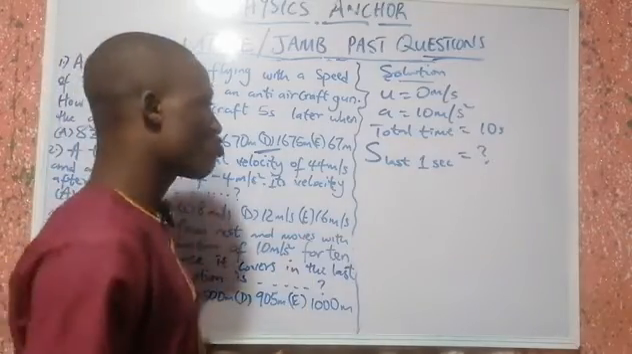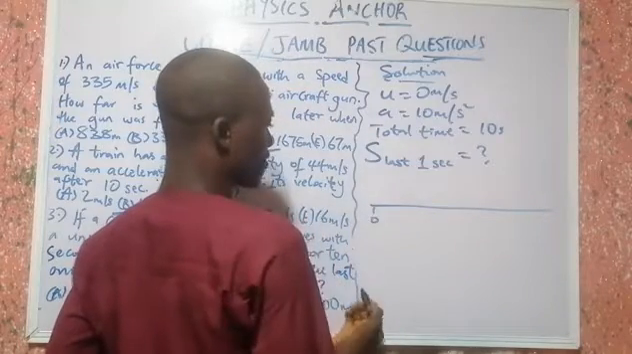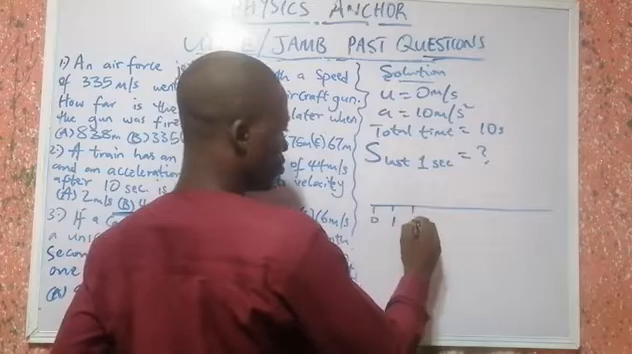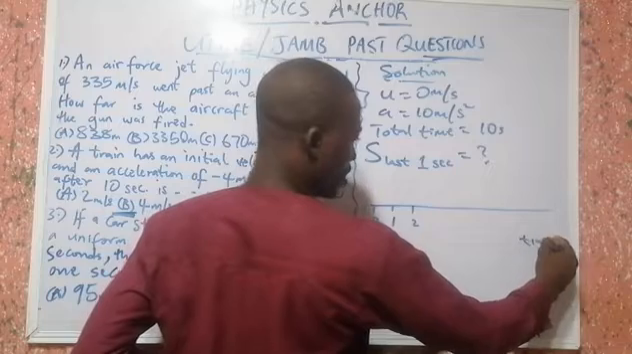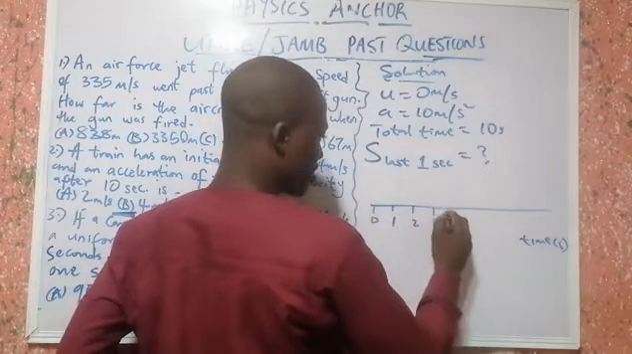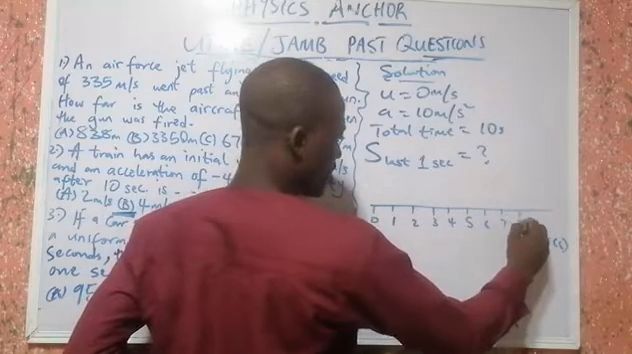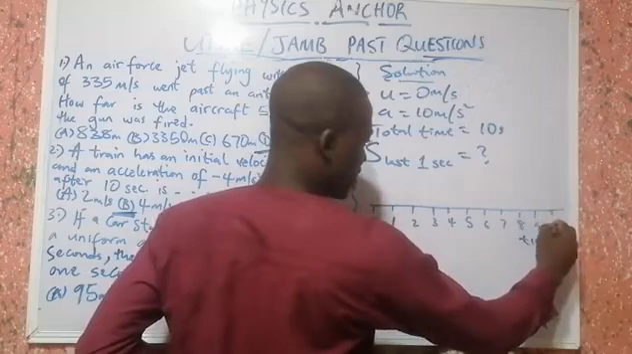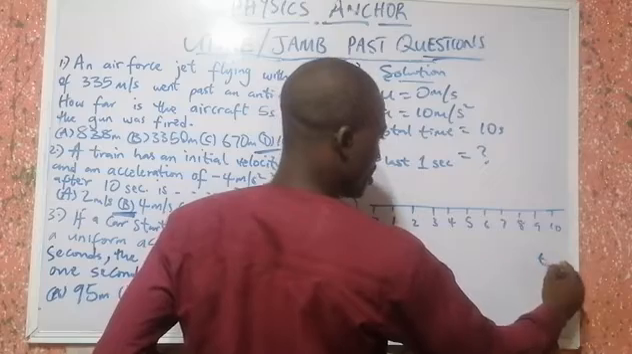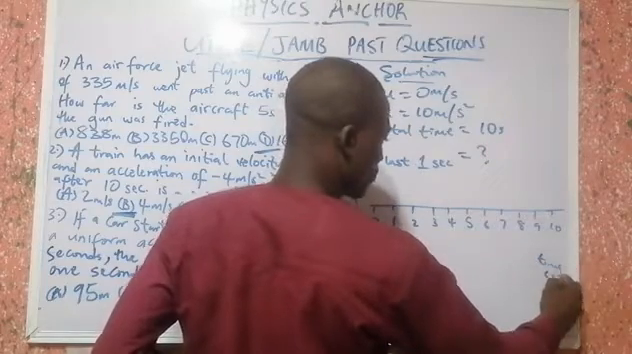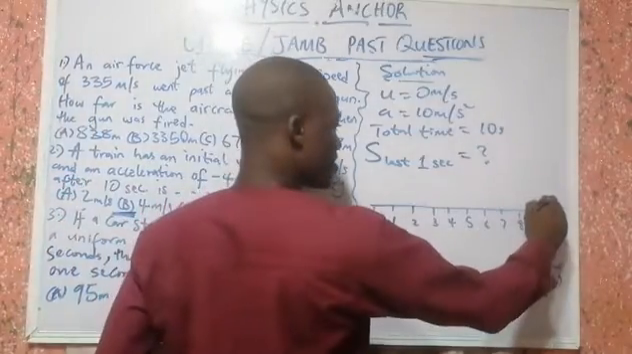Now, let's try to explain this using something that looks like a number line. The journey starts from rest. So I have 1, 2, these are seconds. I'm actually using this line to represent time, so that you understand it. 4, 5, 6, 7, 8, 9, and 10. So what this simply means is that the journey took place for 10 seconds. Now, they want us to calculate the distance here.